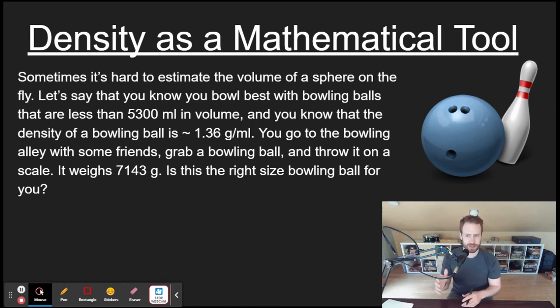I also want to point out that knowing that you have a specific volume of bowling ball that you prefer is kind of a weird thing to know about yourself. But anyway, let's not question the question that I wrote. Why would I do that?